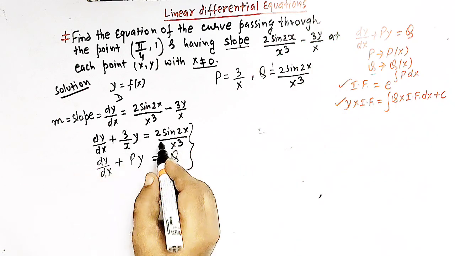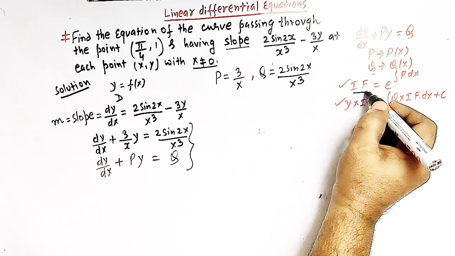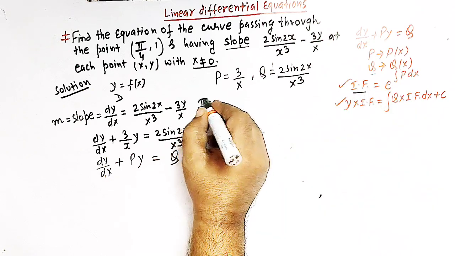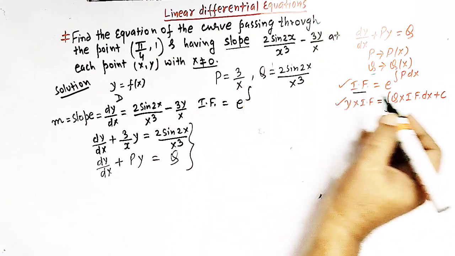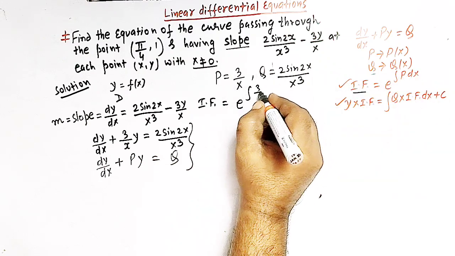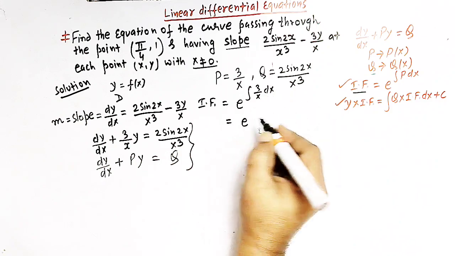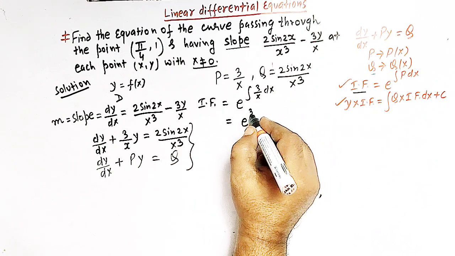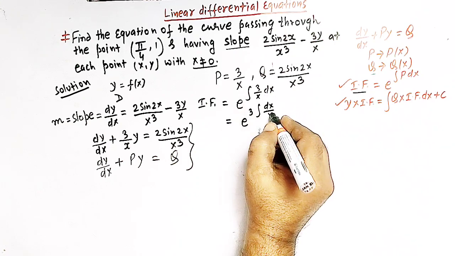So in order to solve this linear differential equation, we have to find out the integrating factor. So the integrating factor is given by e raised to integral p dx. Now p is 3 over x, and here we have dx. So let us solve this integral. We can take 3 outside the integral. We have dx over x.